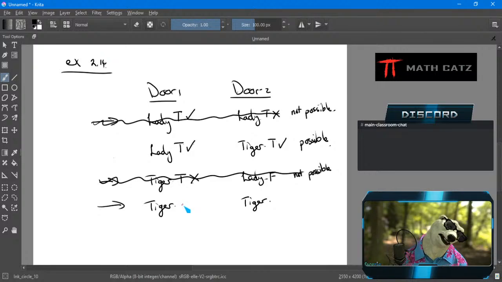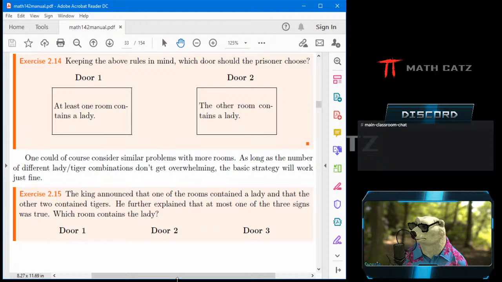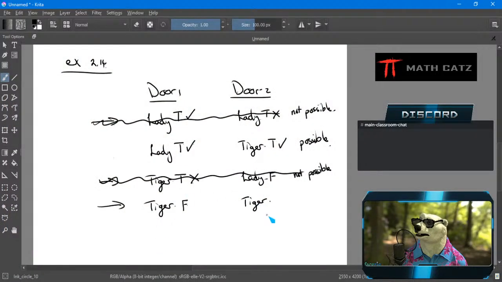And then you say, false. Door 2 says, the other room contains a lady. No, there's no ladies here. That's also false. But that doesn't mean it's a bad thing.